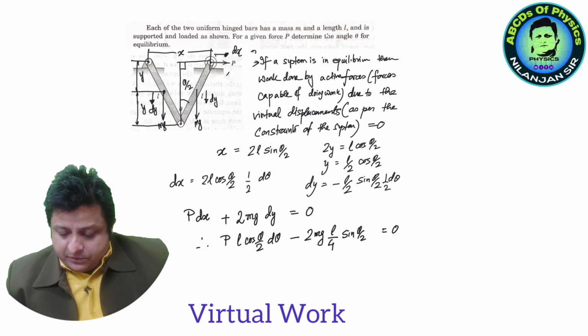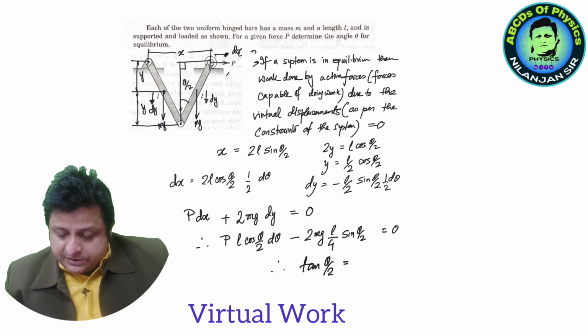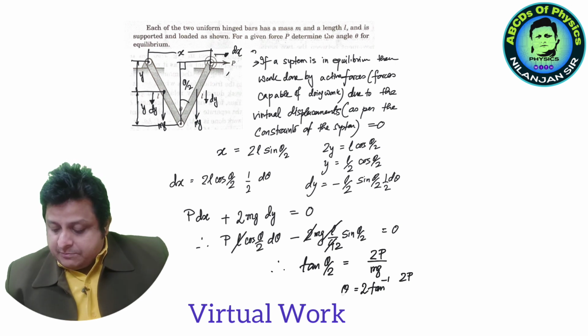Now therefore we can write tan of theta by 2: the 2 will cancel out, L will cancel out, and tan theta by 2 is 2P divided by mg. So therefore theta is equal to twice tan inverse of 2P divided by mg.